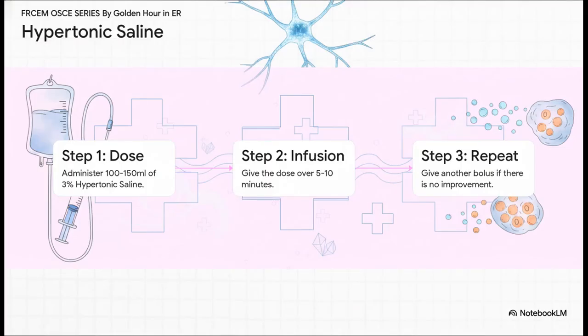This right here is your emergency weapon. For that seizing or comatose patient, you are giving a 100 to 150 milliliter bolus of 3% hypertonic saline. You're going to infuse that over about 5 to 10 minutes. This will rapidly pull water out of those swollen brain cells and stop the crisis. And you can repeat it if you need to. You have to know this protocol cold.